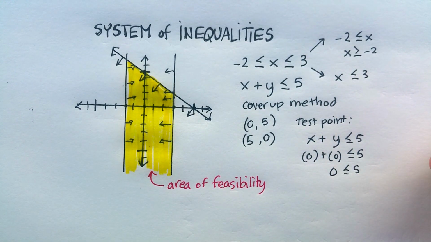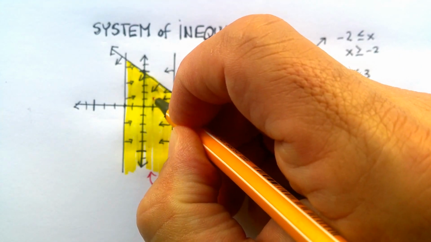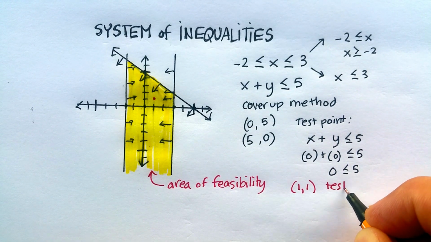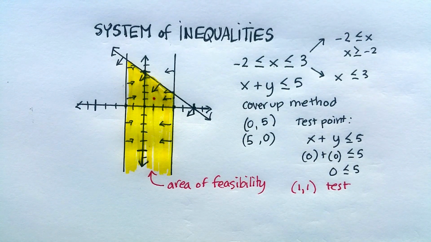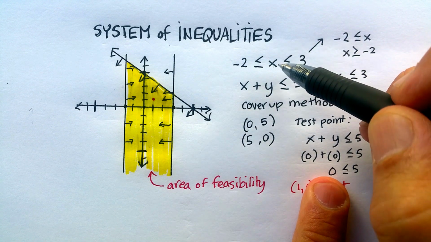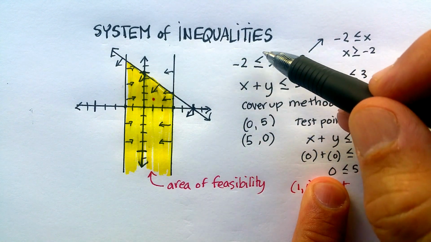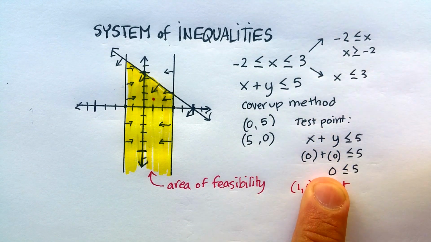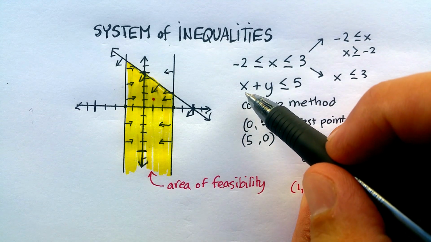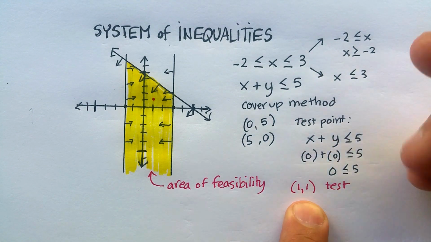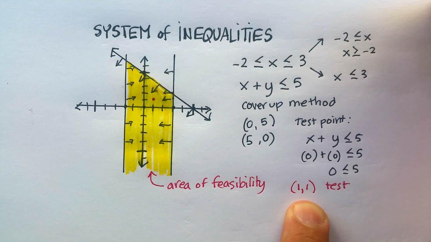And again, let's just choose a test point. I can see that 1, 1 is in there, right? So 1, 1 will be my test for this system. Let's just go ahead and see if it works. So let's put it into the first one. My x is 1. Is negative 2 less than or equal to 1? The answer is yes. Is 1 less than or equal to 3? Again, the answer is yes. Let's go to this inequality. Is 1 plus 1 less than or equal to 5? Again, the answer is yes. That means that this is probably a good answer, and my graph is probably correct.